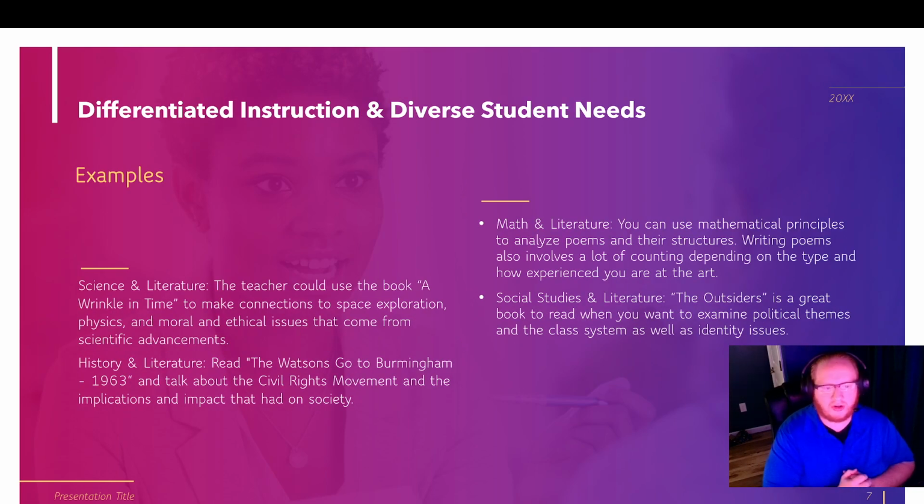Like I mentioned earlier, The Watsons Go to Birmingham is a book on the civil rights movement, for history and literature. Science: A Wrinkle in Time, you could talk about space exploration, and moral and ethical issues and scientific advancements. Mathematical principles for math and literature: you can do poems like haikus, count stanzas. If you're not adept at poems, it's a good way to do it. The Outsiders is a good way to talk about political themes and the class system, as well as identity issues.